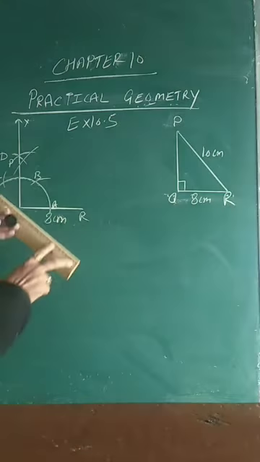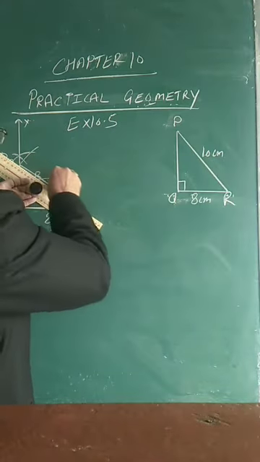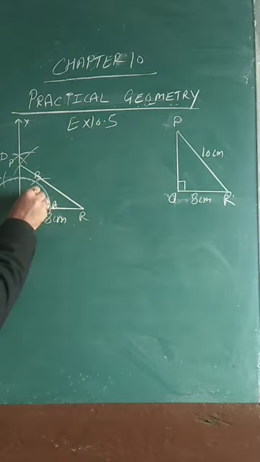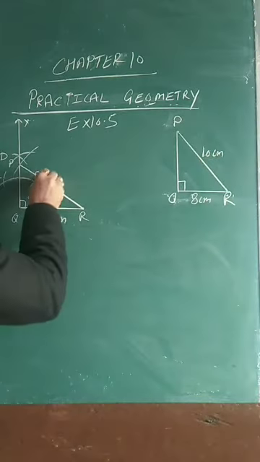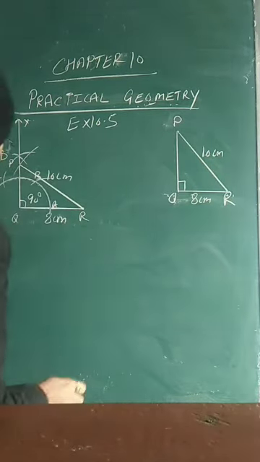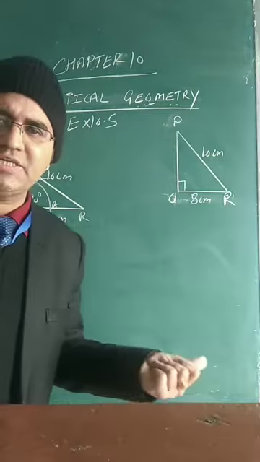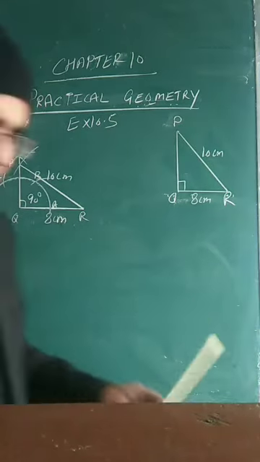Now, next thing we are going to do, we'll join PR. So now this is the required triangle PQR, where angle Q is equal to 90 degree, QR is equal to 8 centimeter and PR is equal to 10 centimeter. Okay, so almost we have the same kind of steps in all the questions related with the exercise. Now moving towards question number 2.